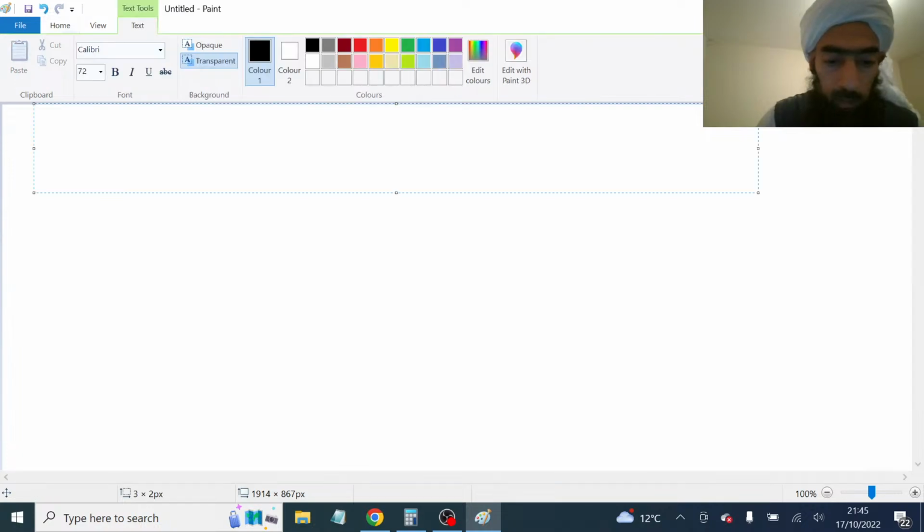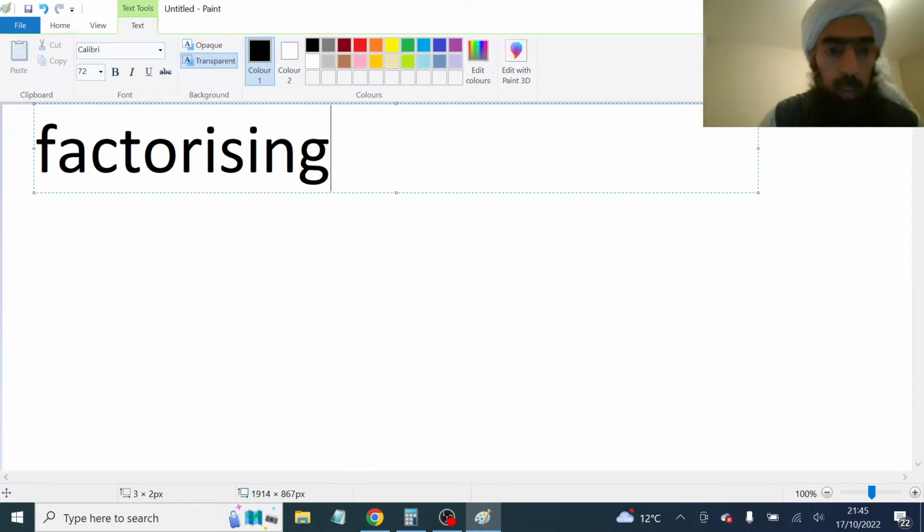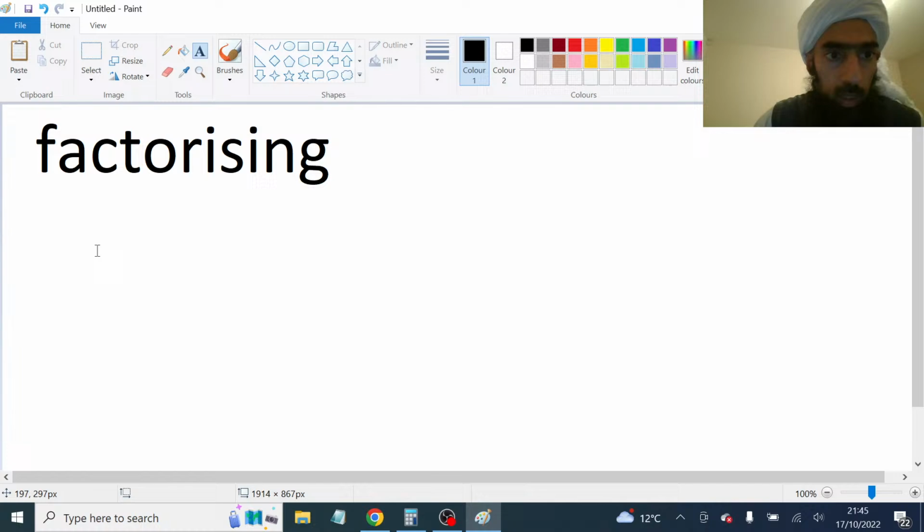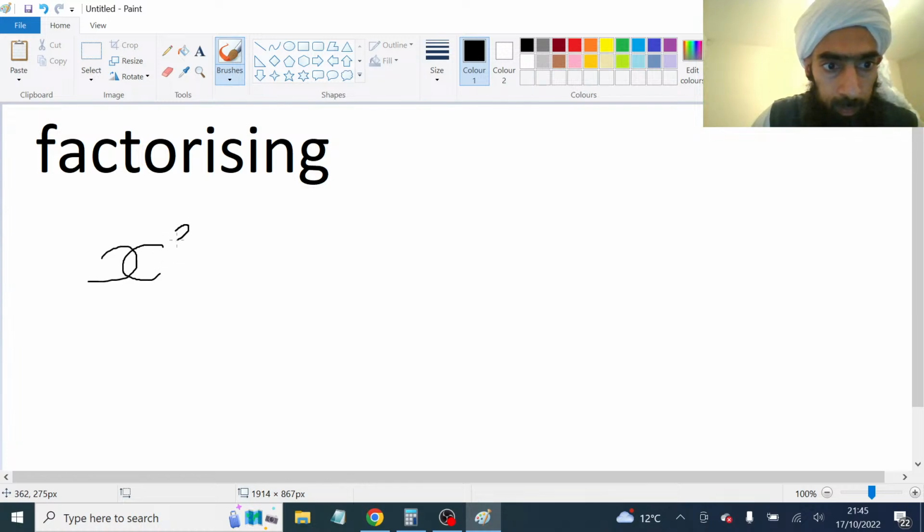We are looking at factorizing today. Factorizing double brackets, that's a quadratic. So let's begin with the first example. We want to factorize x squared minus 5x minus 6. So that's x squared minus 5x minus 6.